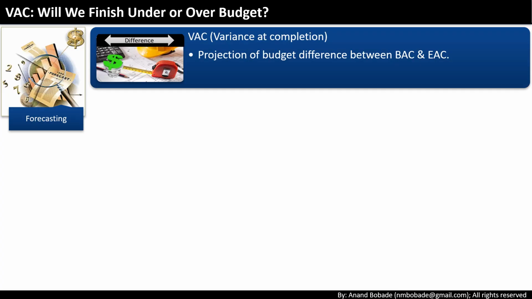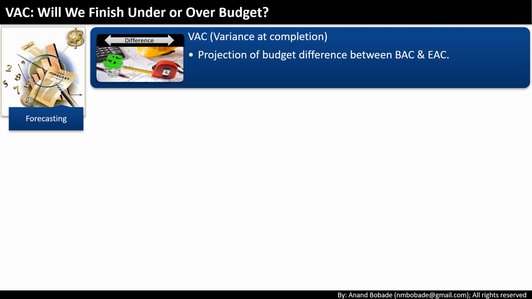Will we finish under or over budget? Final concept, VAC or variance at completion. Formula is simple, VAC equals BAC minus EAC. If it's positive, the project is under budget. If it's negative, the project is over budget.